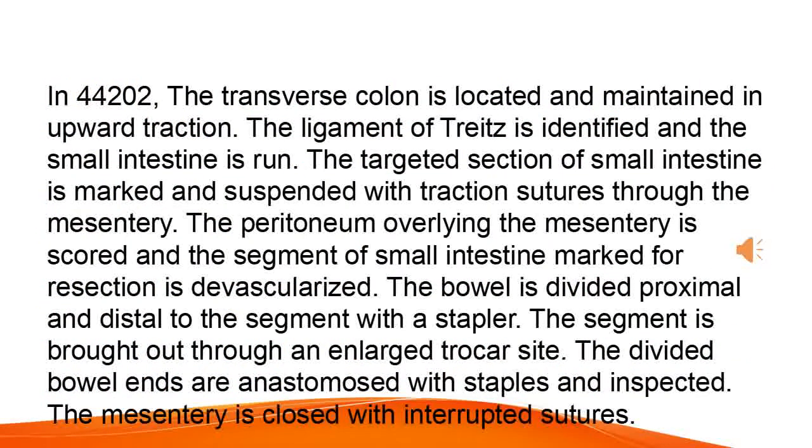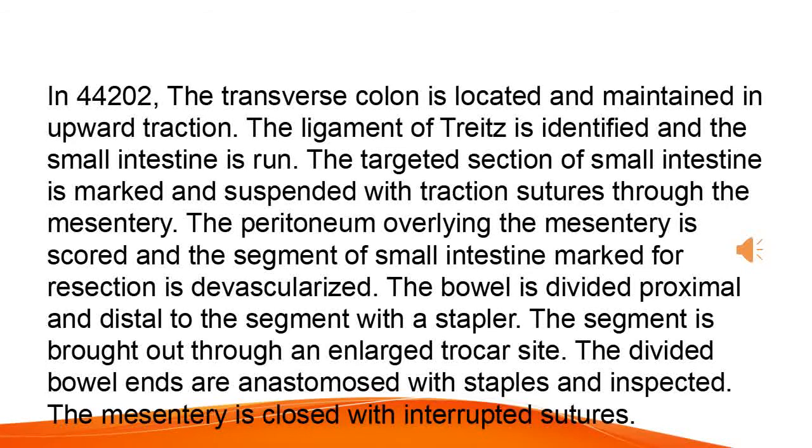The transverse colon is located and maintained in upward traction. The ligament of Treitz is identified and the small intestine is run. The targeted section of small intestine is marked and suspended with traction sutures through the mesentery. The peritoneum overlying the mesentery is scored and the segment of small intestine marked for resection is devascularized. The bowel is divided proximal and distal to the segment with a stapler.